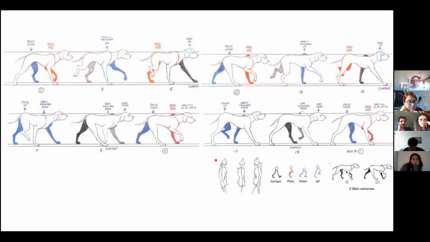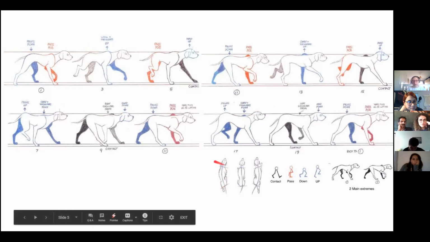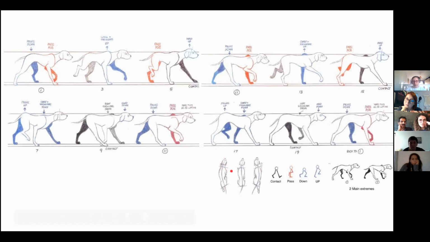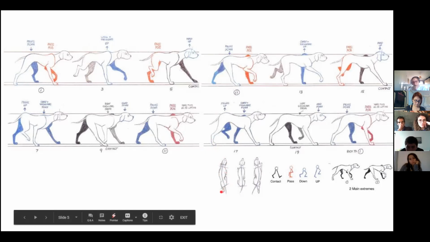And from the top view, you can see that the body turns as well. You can see that the shoulders, when the legs are close together, like here, the shoulders with the hips come towards each other.